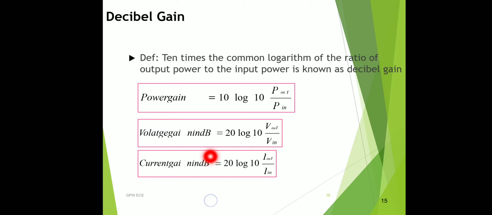That is, the voltage gain is 20 log of V out by V in, and the current gain is 20 log of I out by I in. So 1 bel is equal to 10 decibels.